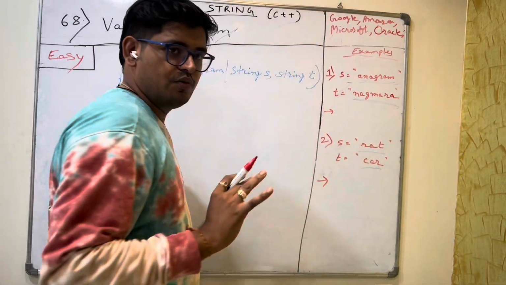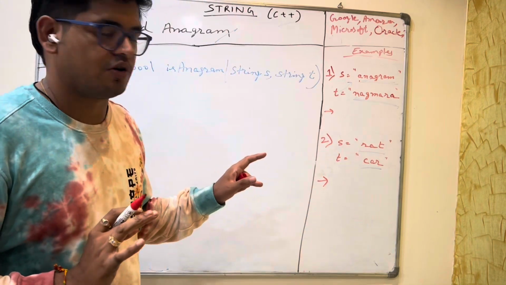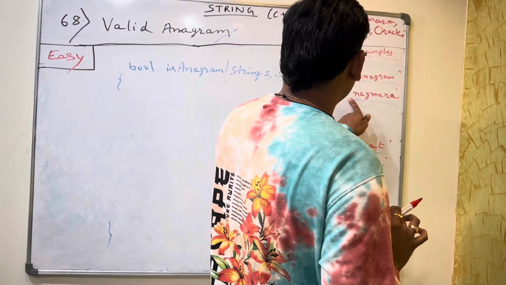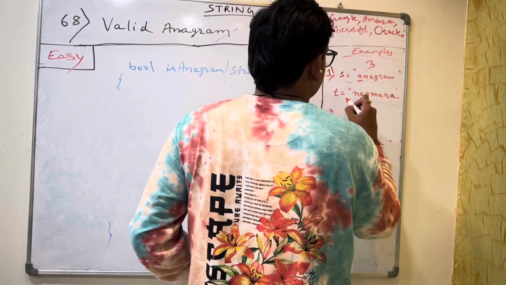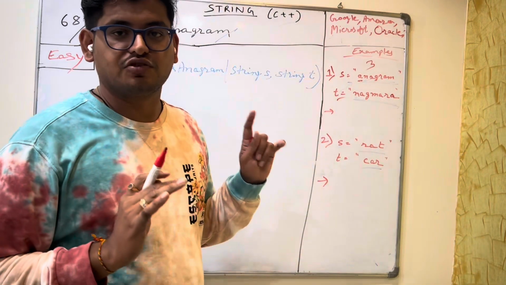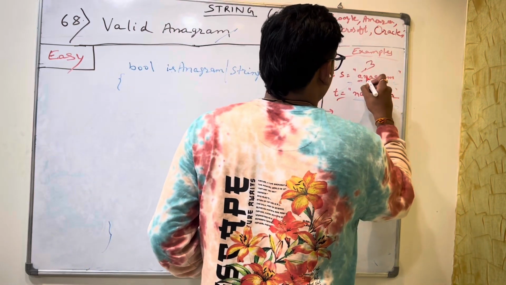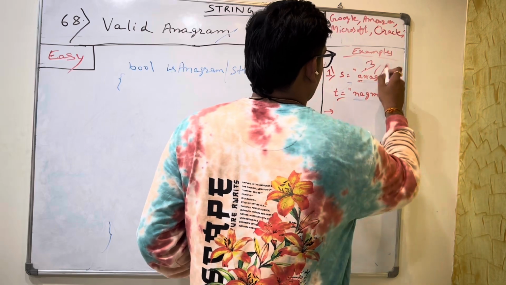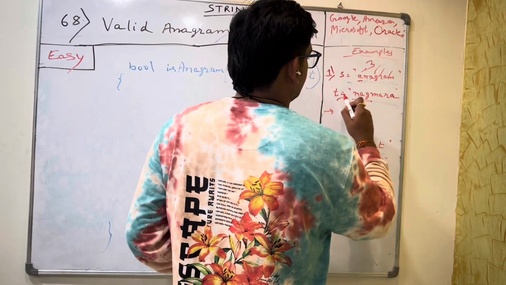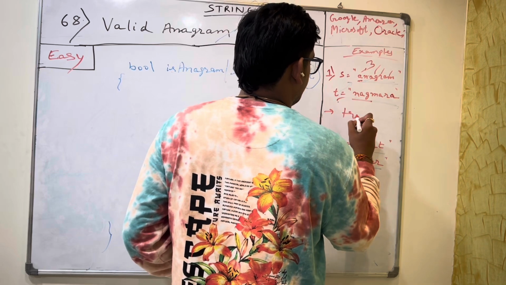So what we will do is see whether the count of each and every alphabet is the same or not. If the count of A in string S is 3, then the count in T also has to be 3. Here you see the count of A is 3, count of N is 1, count of M is 1, count of Z is 1, and count of R is 1. The same is for T. So we will return true here.